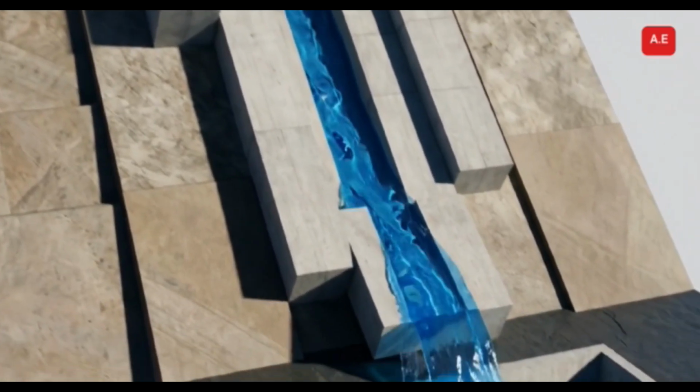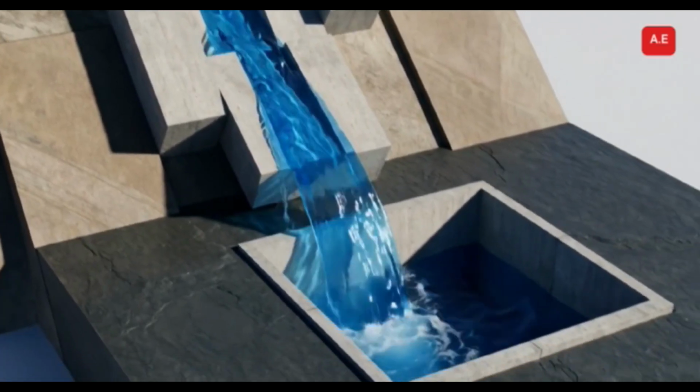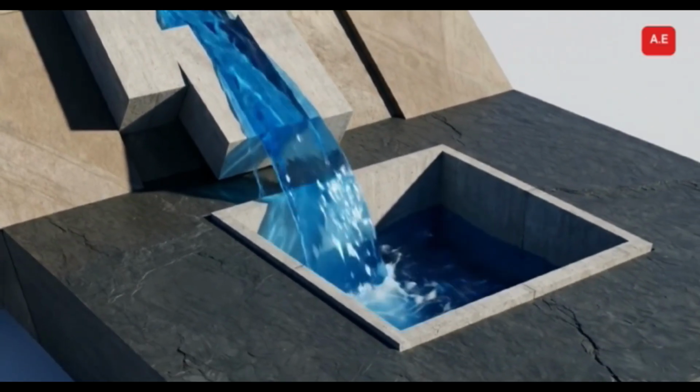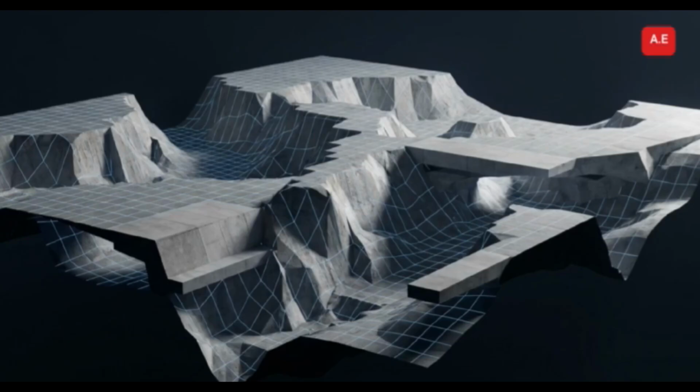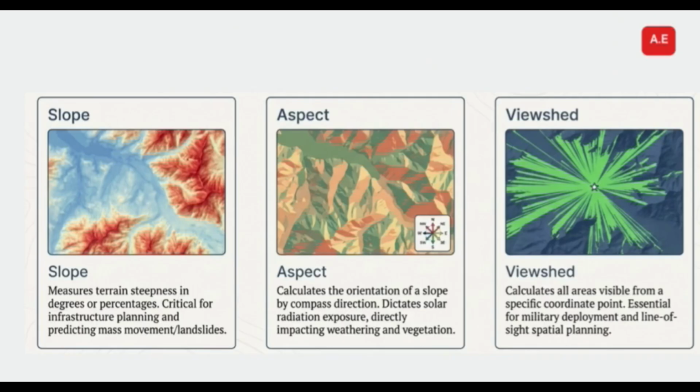A fully corrected DEM functions as a dynamic analytical engine, allowing us to compute advanced physical derivatives from the grid. This includes slope, the foundational derivative calculated by comparing z values of adjacent pixels. By defining terrain steepness, we predict mass movement and landslide risks. Next is aspect, which calculates the compass orientation of those slopes. Because aspect dictates a region's exposure to solar radiation, it directly drives localized weathering patterns and vegetation growth.